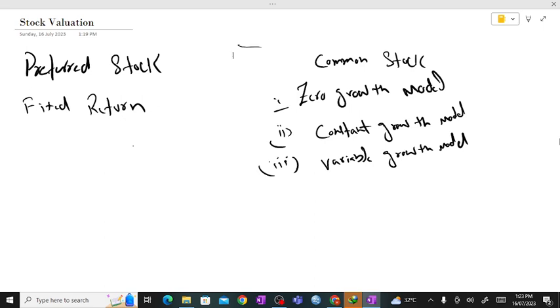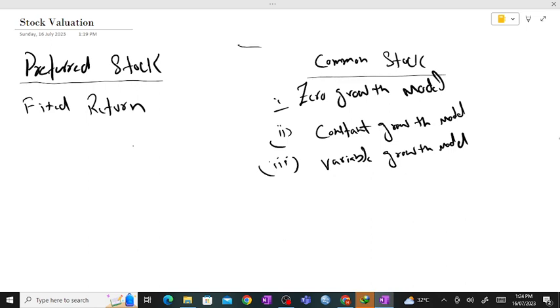What are its types and some of its features. Now, in today's lecture, we will solve a few questions to get a better understanding of how to evaluate the stock or the shares. We already have an idea that there are two types of stocks: number one is preferred stock and the other one is common stock.